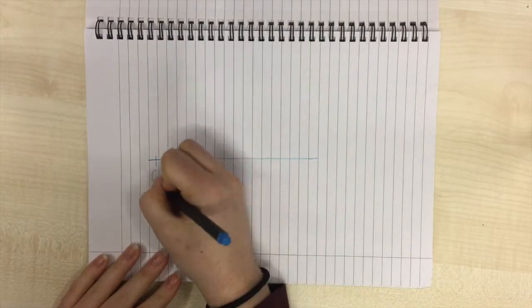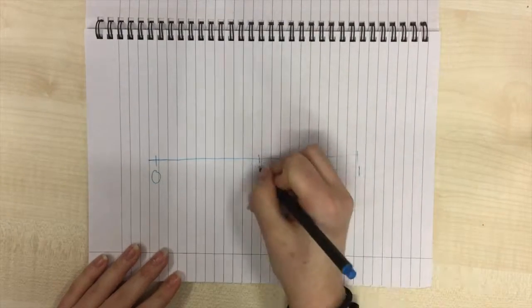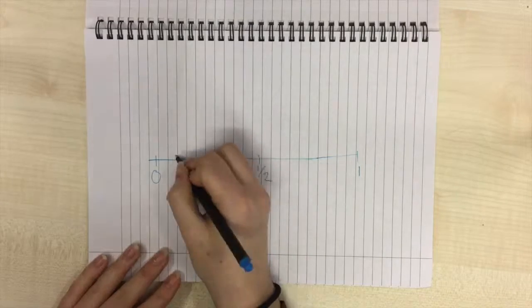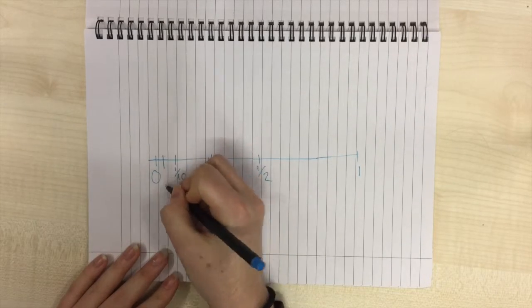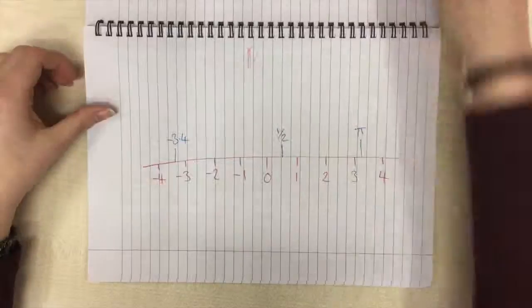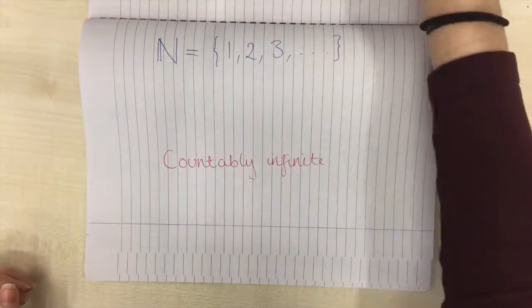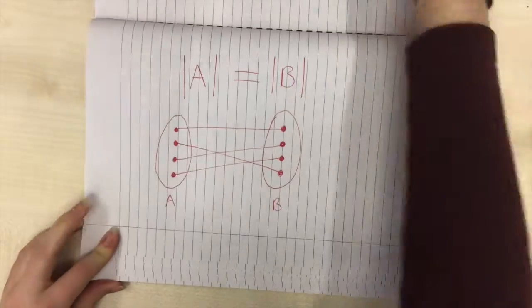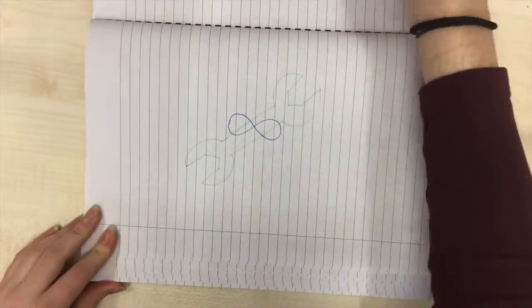We can go from 0 to 1, but what about 0 to 0.5 or 0.25? We can go from 0 to 1 over 10, but what about 1 over 1,000? In fact, for any number we choose to be the next number in the sequence, we can just think of a smaller number. So there is no way to count the set. Therefore, it is uncountably infinite.